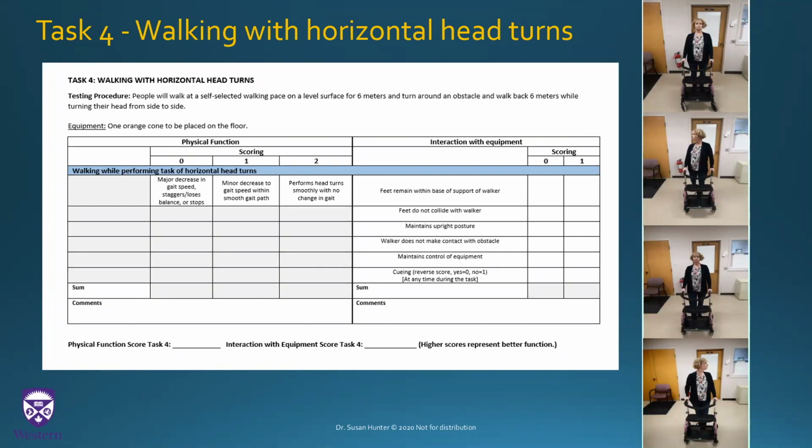So by adding in the horizontal head turns, we've increased the motor complexity of the tasks that they're doing, and we've increased the cognitive demands on the person to be able to do this. And it's to be able to see how close to maximal function is somebody working in task 3 when we're just having them walk and that's it. Whereas once we start to add these extra things, we're seeing how close are they to their maximal capacity.